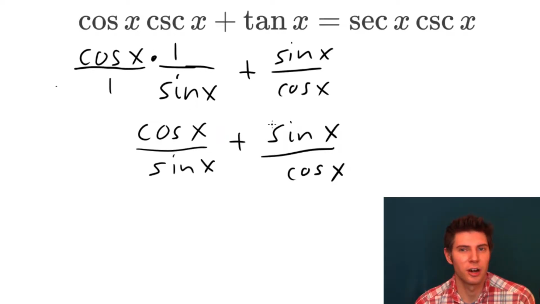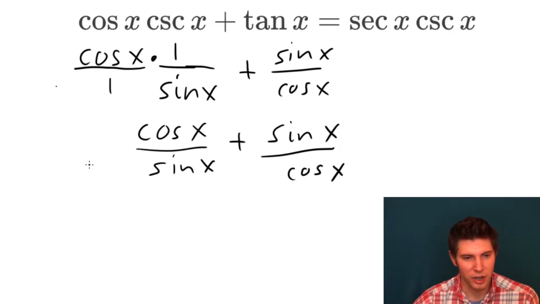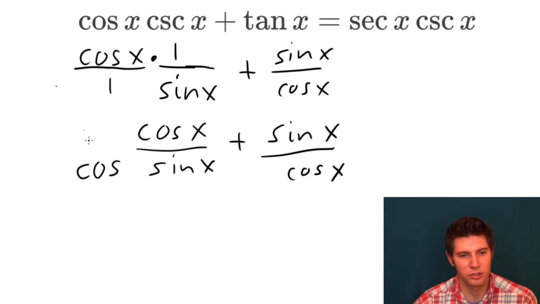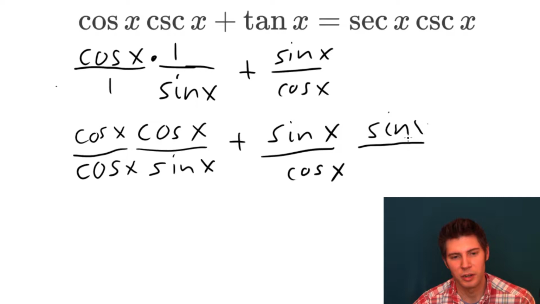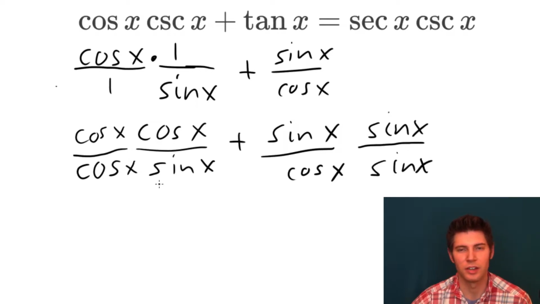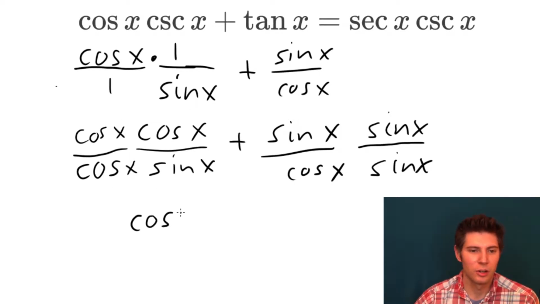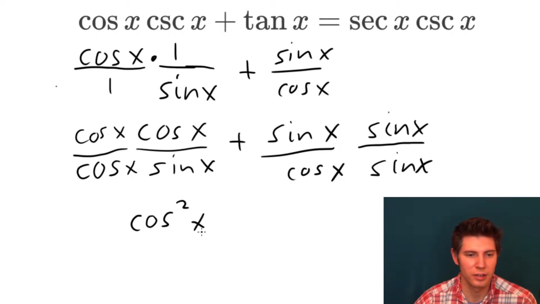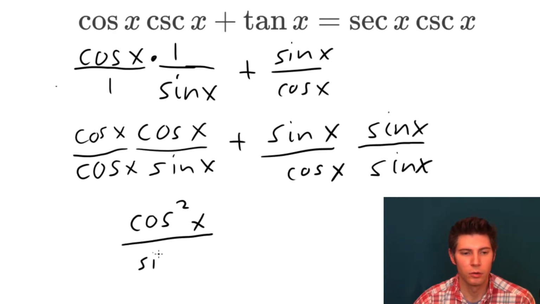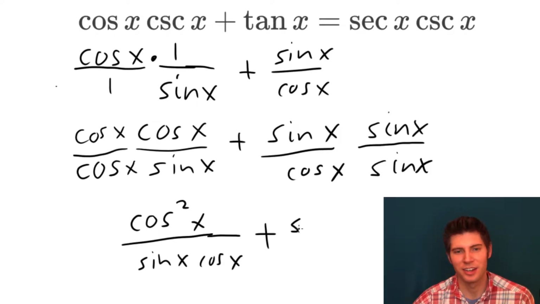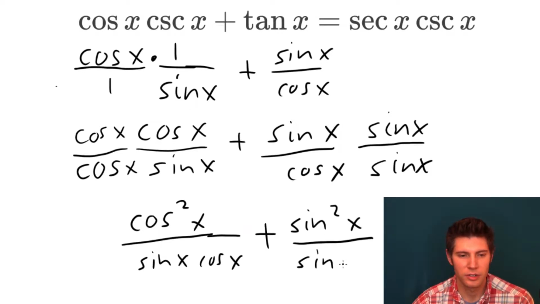Now this is another common theme with these. Anytime we have two fractions, we're going to want a common denominator. The common denominator here will be sine cosine. So on the left side, we're going to multiply top and bottom by cosine of x, and on this side, we're going to multiply top and bottom by sine of x. We're allowed to do this because sine of x over sine of x is just 1, and cosine of x over cosine of x is just 1. Now we can simplify. Cosine x times cosine x is cosine squared x over sine x cosine x, plus sine x times sine x is sine squared x over sine x cosine x.